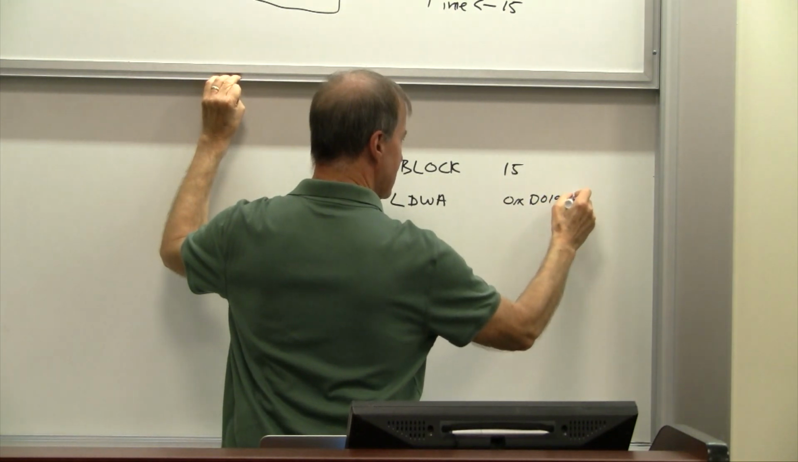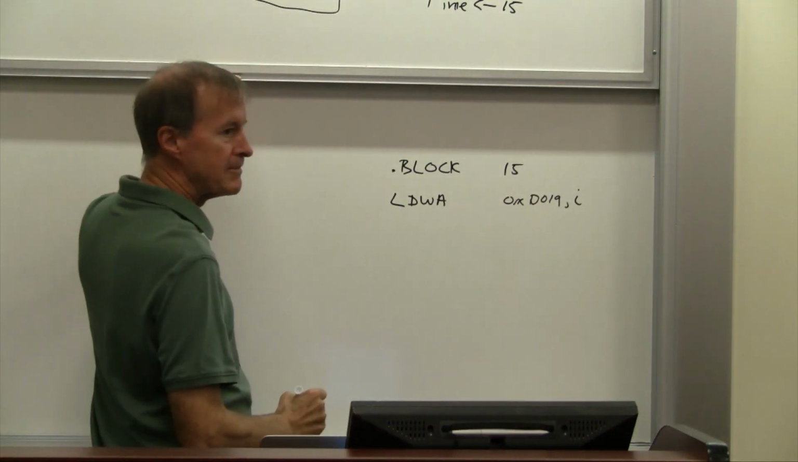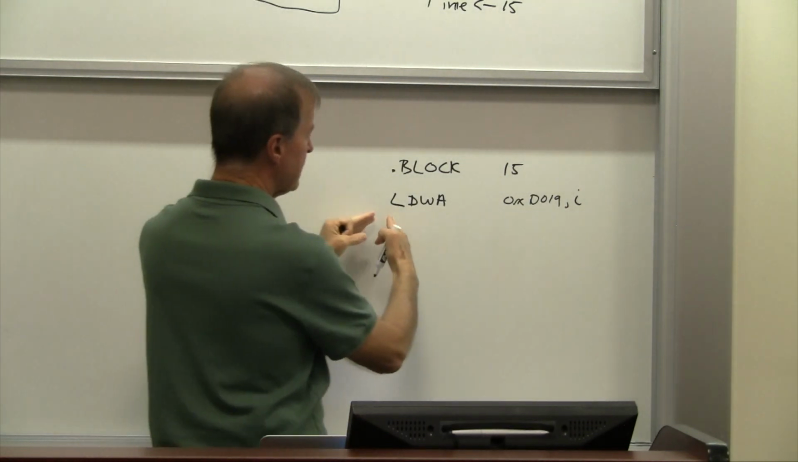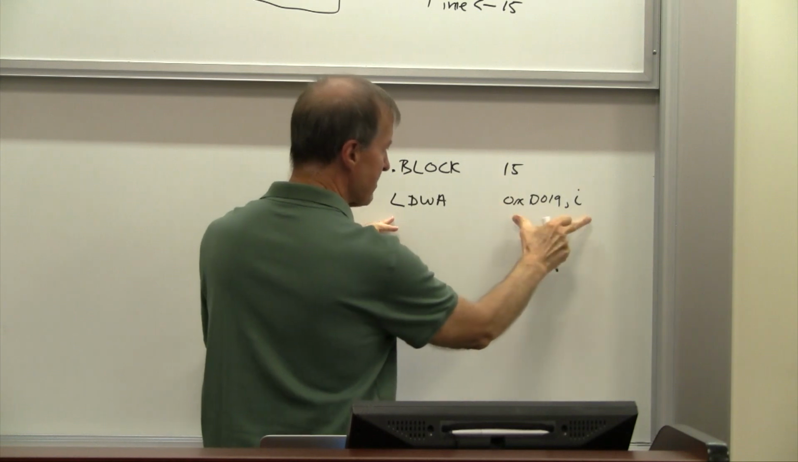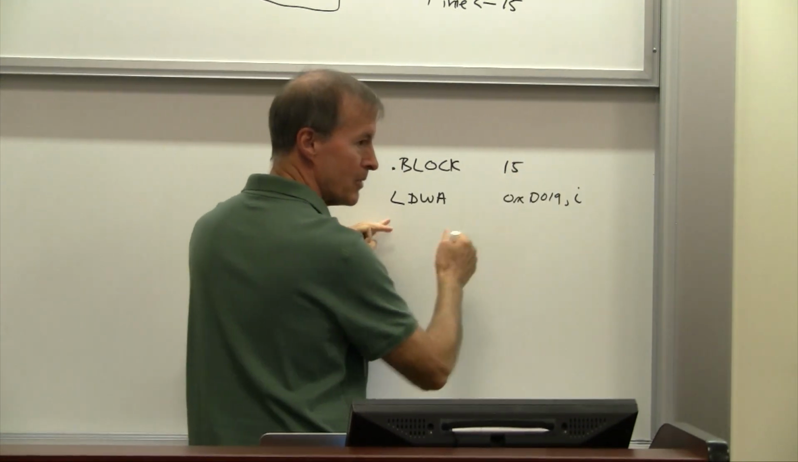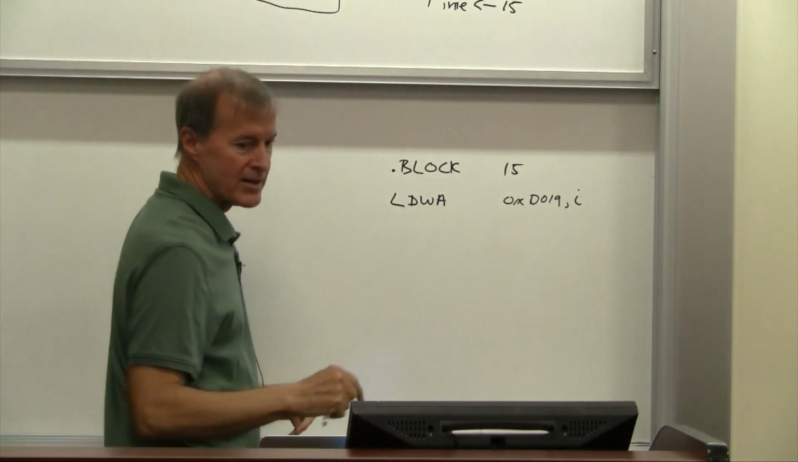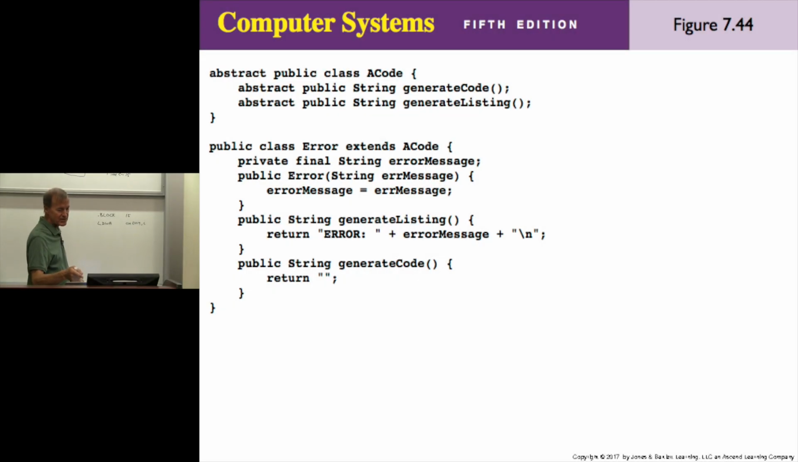0019 comma immediate, right? And so your listing has to come out with exactly the right number of spaces here so that these all line up in a canonical way, okay? And that's what your generate listing does. Each time you do a generate listing, it has to make one line come out like this. Now, does everybody see what that is supposed to do?